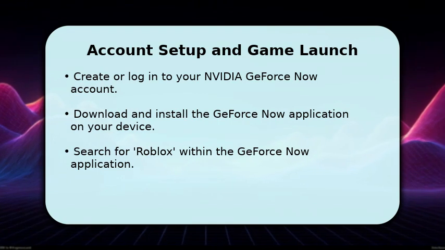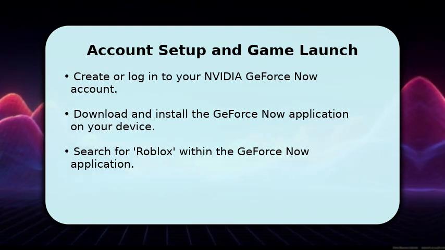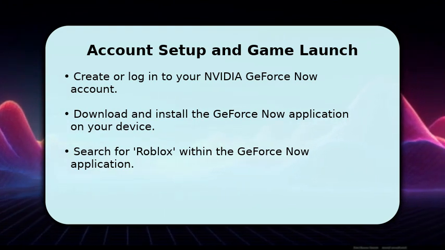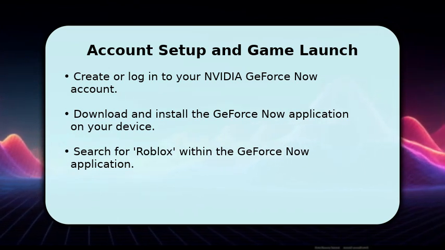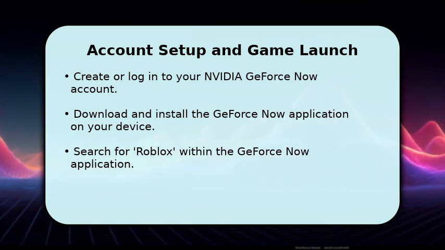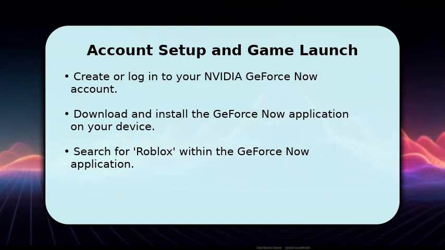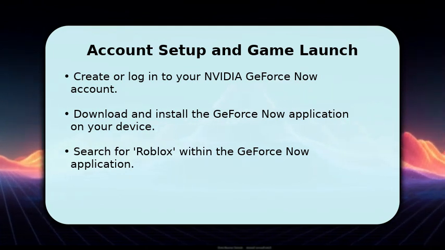Begin by either creating a new NVIDIA account or logging into an existing one. Once your account is ready, download and install the GeForce Now application onto your preferred device, whether it's a PC, Mac, or mobile. After installation, open the application and use the search bar to find Roblox. This step connects your gaming experience to NVIDIA's powerful cloud servers, preparing you for play.